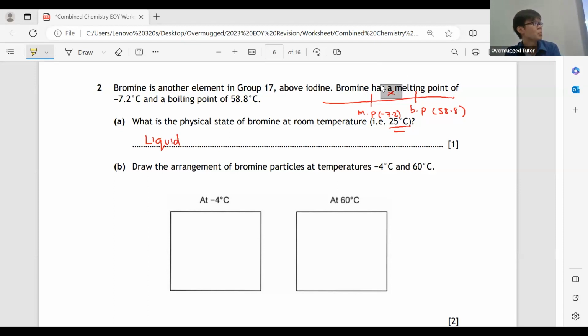Okay, then draw the arrangement of bromine particles at temperature negative 4 degrees Celsius and 60 degrees Celsius. So same thing, where's negative 4 on this number line? It's here. Okay. So you need to draw for a liquid state. So for drawing on this diagram, I recommend you draw a little bit bigger. You need to fill up 3/4 of the space. So if you draw bigger, means you got lesser to draw. For liquid particles, make sure that it's still disorder arrangement, but they are touching each other.